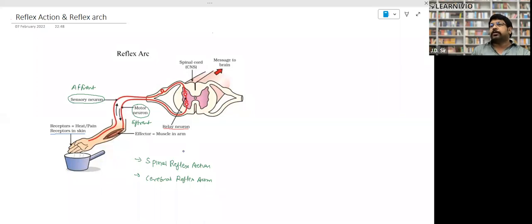One more reflex action: suppose that wind is coming, we suddenly shut our eyelids, right? Eyelids are shut, right? So these are reflex actions, but these reflex actions are controlled by the brain only, because the eyes are directly connected with the brain, right? So this was the reflexes. Clear? Reflex action and reflex arc. Hope it is clear. It's easy.